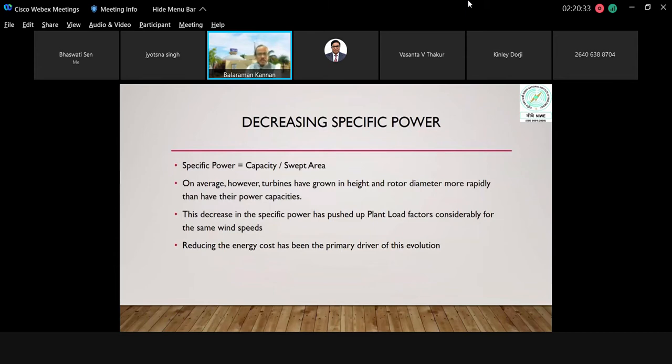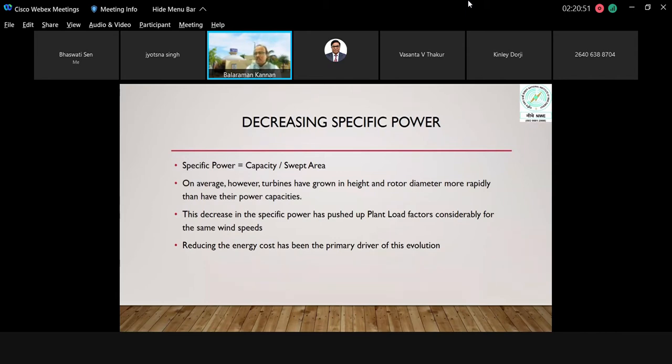I just want to be specific on the specific power part of it, and why it is so important. As you are aware, specific power is capacity divided by the swept area, and on average, the turbine has grown in height and rotor diameter more rapidly than its power capacity.